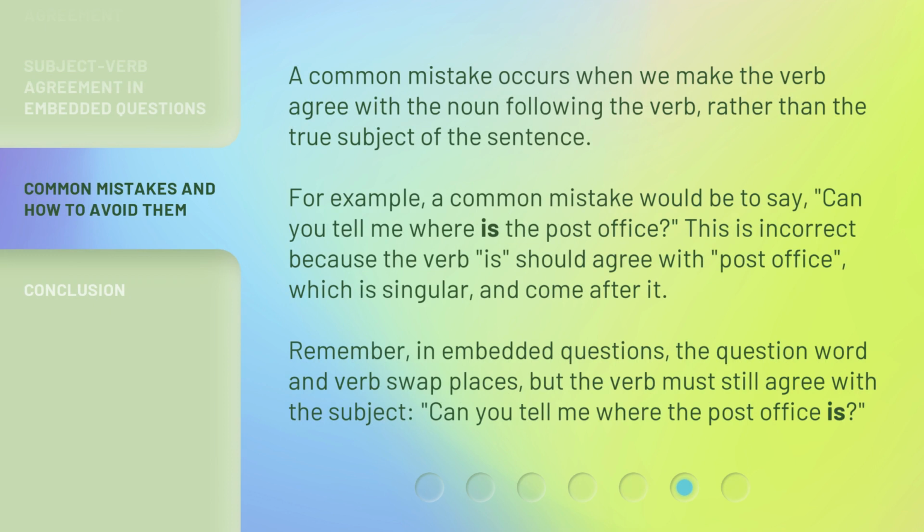A common mistake occurs when we make the verb agree with the noun following the verb, rather than the true subject of the sentence. For example, a common mistake would be to say, "Can you tell me where is the post office?" This is incorrect because the verb should agree with post office, which is singular, and come after it. Remember, in embedded questions, the question word and verb swap places, but the verb must still agree with the subject. Can you tell me where the post office is?